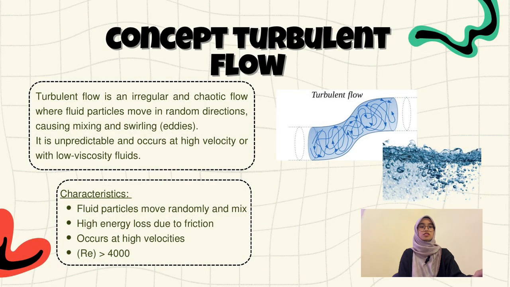On the other hand, turbulent flow is the opposite of laminar flow. It's irregular and chaotic, with fluid particles moving in many directions. This causes free motion and mixing within the fluids. Turbulent flow usually occurs at high velocities or with less viscous fluids, like water or air. The Reynolds number is greater than 4000 and energy loss due to friction is higher. A common example is fast moving water in a river or air flowing around an airplane.